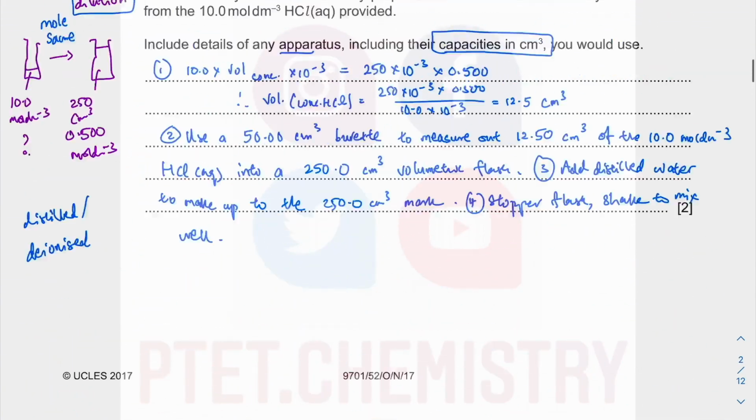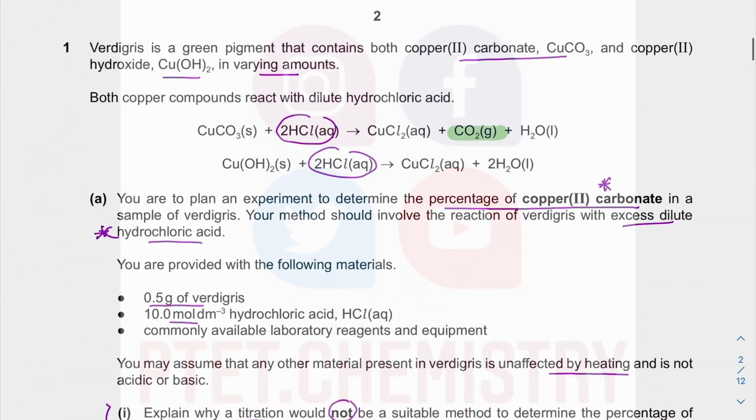If we just look back at the original equation, they're saying that only copper 2 carbonate exists in the mixture, so we don't have this competing reaction. So therefore, the mole of copper 2 carbonate over the mole of HCl is just 1:2.